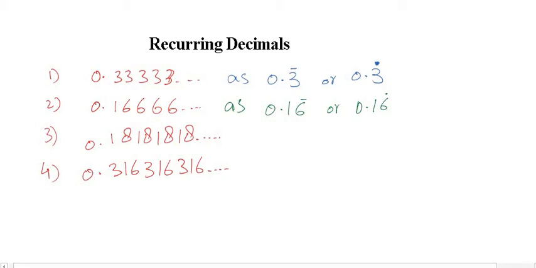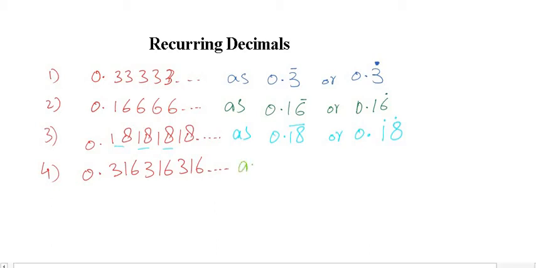In this case, we can say that 0.18. If you observe, 18, 18, 18, it means these two numbers are recurring. So those numbers repeat, and that's why we put the bar on them. Or we can say 0.18 and put the dot on both numbers. It means both numbers are repeating.